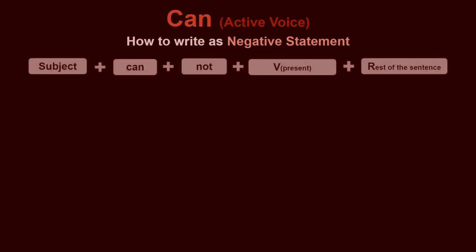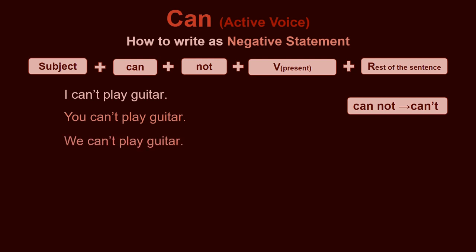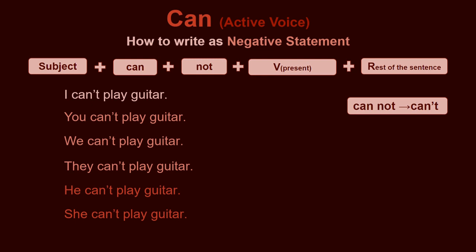Can. Active voice. How to write as negative statement. Subject can not. Verb in present, rest of the sentence. I can't play guitar. You can't play guitar. We can't play guitar. They can't play guitar. He can't play guitar. She can't play guitar. It can't play guitar.